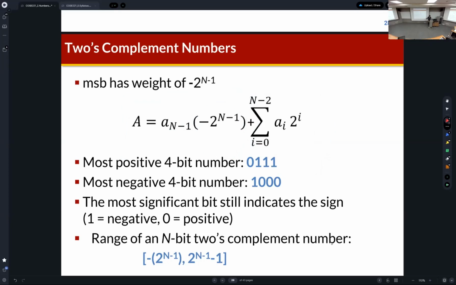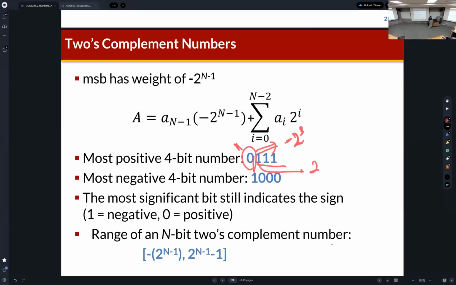What is the largest positive number using the two's complement number system? So we know this MSB represents minus 2 to the 3. If we use the 4-bit two's complement number system, the MSB represents minus 2 to the power of 3, which is n minus 1. You need to remember this, it's very important. The remaining bits are the same: this is 2 to the 2, this is 2 to the 1, this is 2 to the 0.